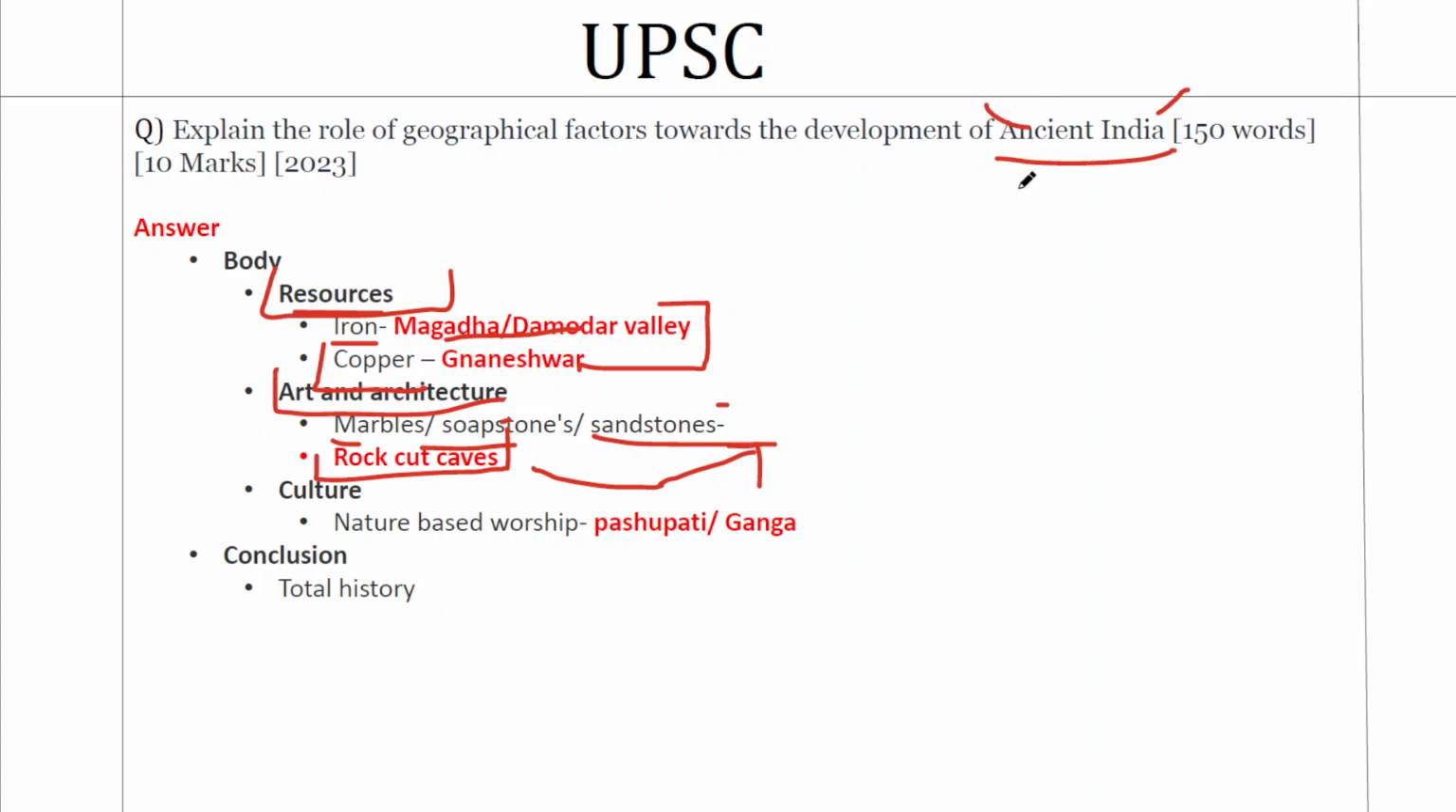And finally, culture. The relevance of geography can be drawn out from their culture. For example, let's take the Pashupati cult in the Indus Valley period. Pashupati is represented in a seal and surrounded by animals like bull and lion. That shows the relevance of nature in their worship and day-to-day life. Or take the case of Ganga. In the Mahabharata, Ganga is the mother of Bhishma. So that's the myth, and the geography got integrated with the myth there.